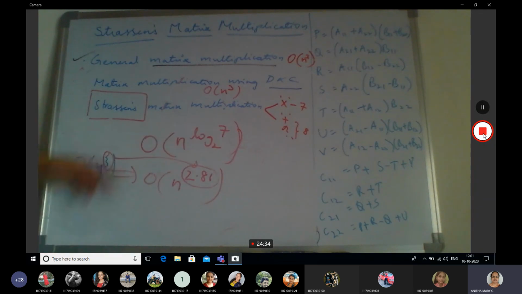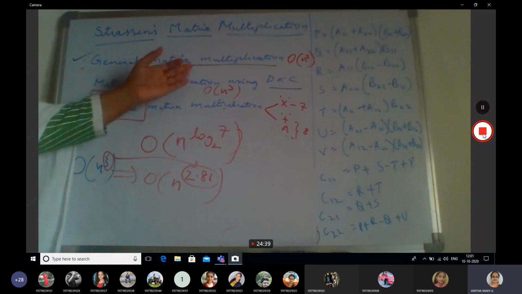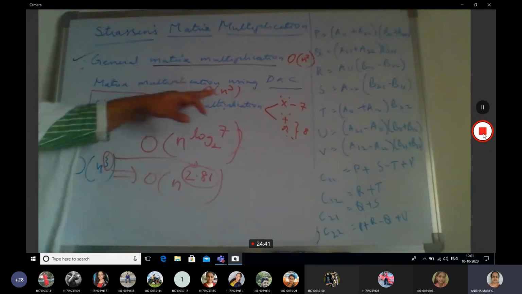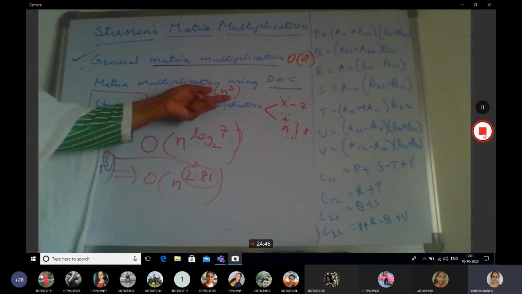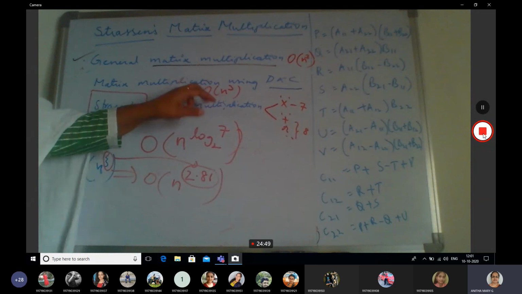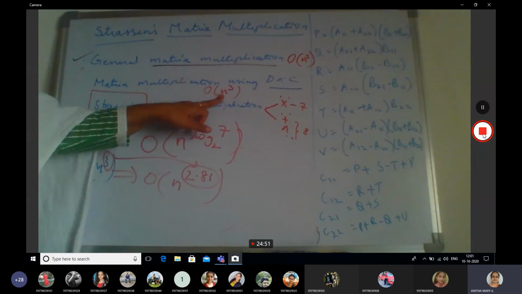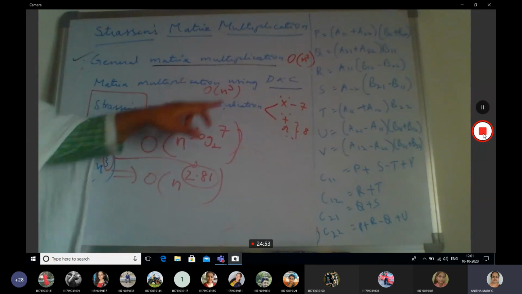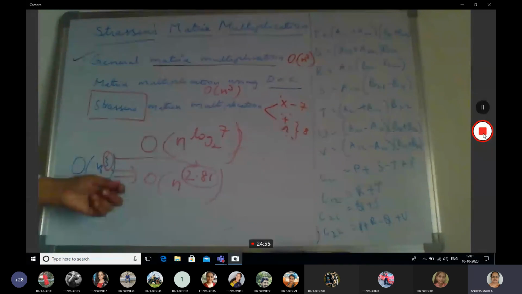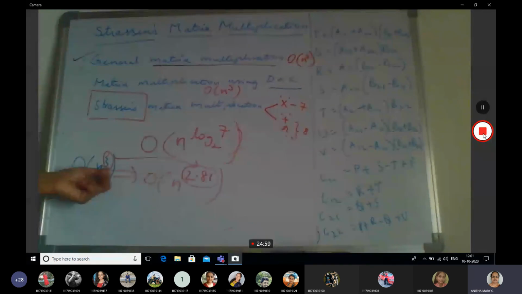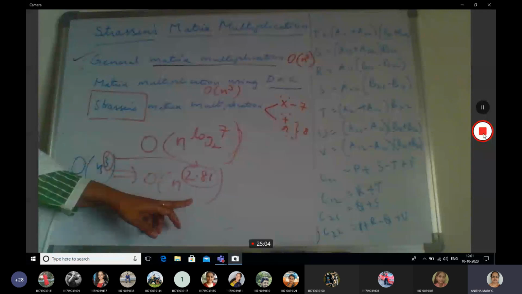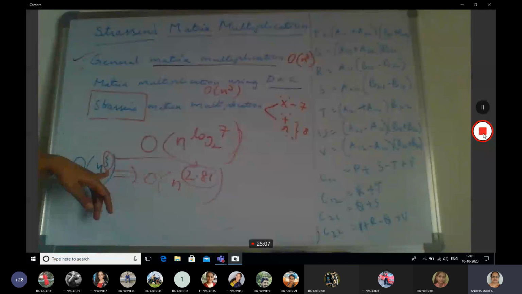And when Strassen comes into the picture, whether it is the general method or the divide and conquer approach, the time complexity comes to O of n cube. So he was concentrating on the time complexity, and he wanted to reduce it and get less than this. Though it's not a drastic significance, we can say it's lesser. The value 2.81 is lesser than 3.